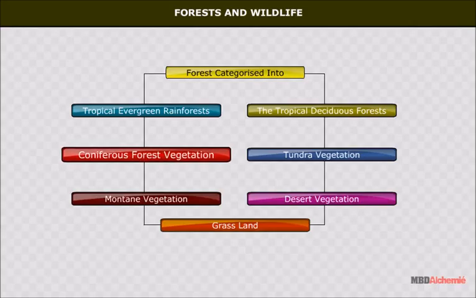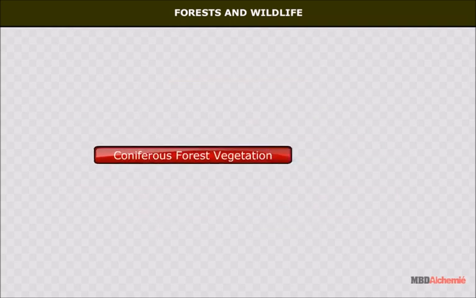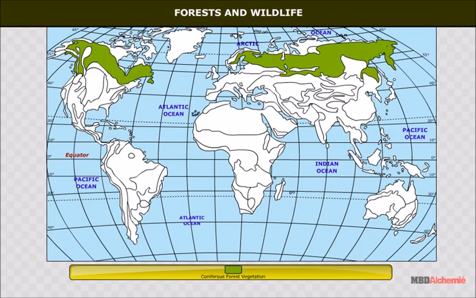Forests and wildlife. Coniferous forest vegetation. It is an evergreen type of vegetation. We will later distinguish between tropical evergreen and the coniferous type of evergreen vegetation.